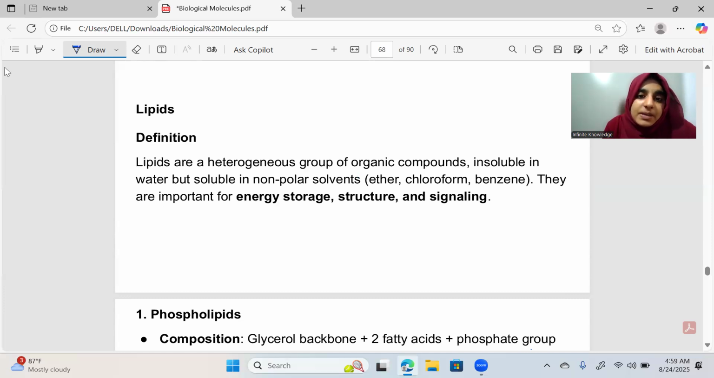Now we move on to lipids. What are lipids? Lipids are a heterogeneous group of organic compounds. These are insoluble in water, but soluble in non-polar solvents, for example ether, chloroform, and benzene. These are important for energy storage, structure, and signaling. These are soluble in non-polar solvents.